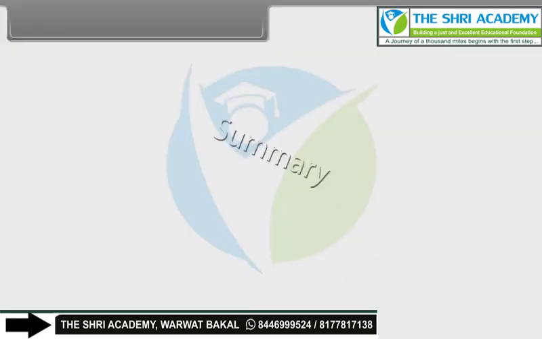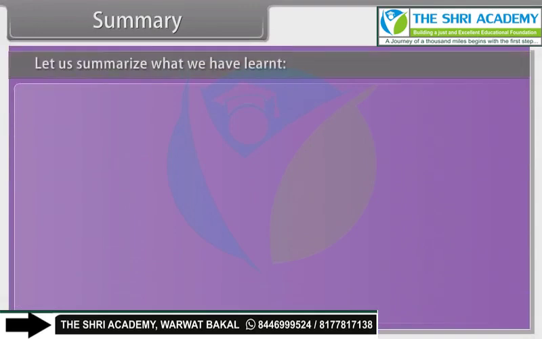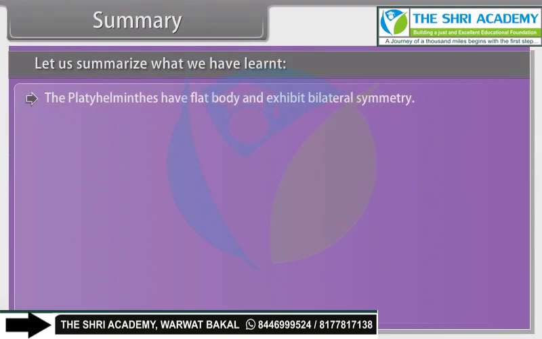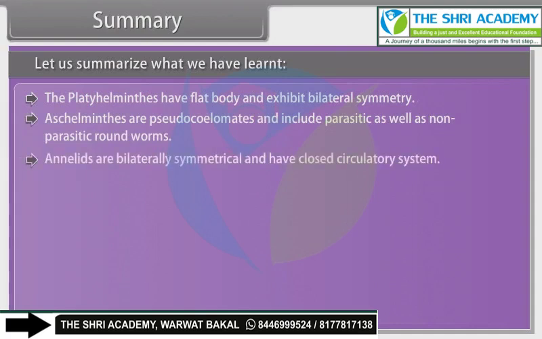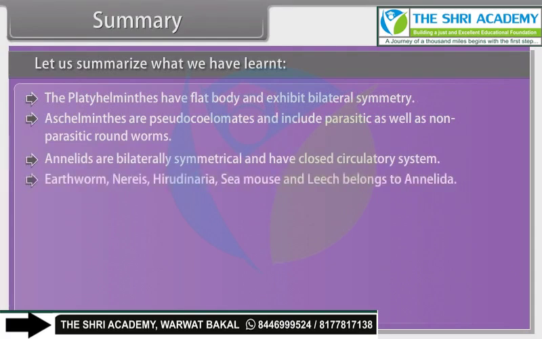Summary. Let us summarize what we have learnt. The platyhelminthes have flat body and exhibit bilateral symmetry. Aschelminths are pseudocoelomates and include parasitic as well as non-parasitic roundworms. Annelids are bilaterally symmetrical and have closed circulatory system. Earthworms, Nereis, Hirudinaria, sea mouse and leech belong to Annelida.